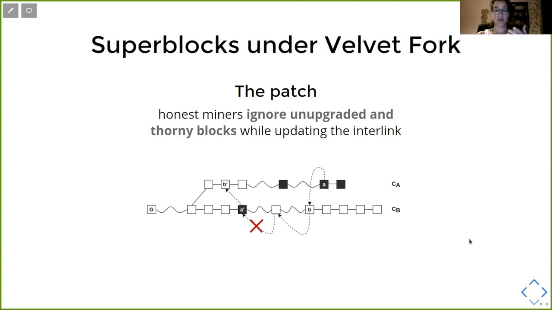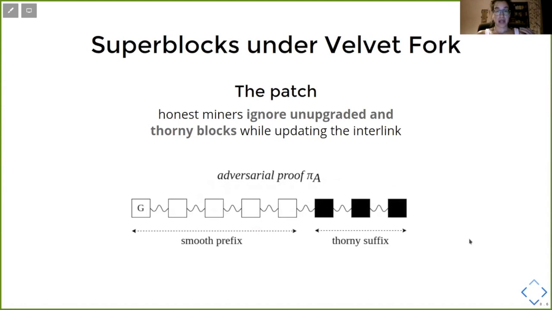So what happens here now is that the attacker may append some black blocks on the end of her proof, but by the time she adds an honest block in her proof, she cannot append any other block containing invalid pointers in it. So what we have is that the adversarial proofs generally have this form. We can have a thorny suffix, but up to the point that an honest block is put into the proof, we go all the way back to the Genesis block with honest blocks.